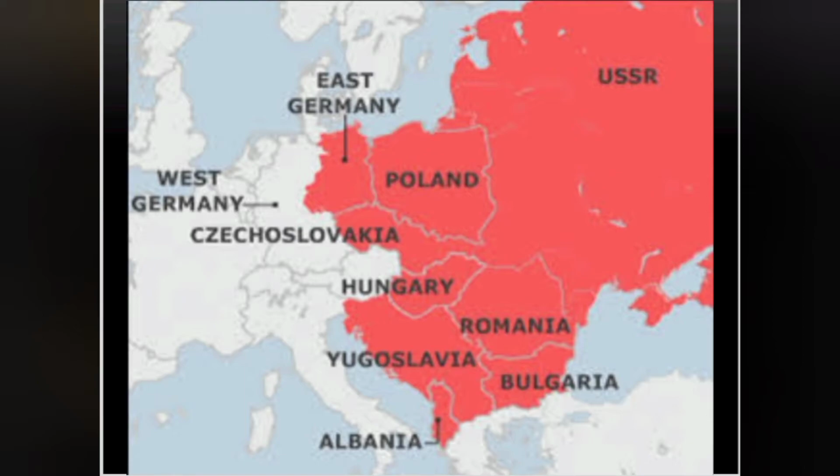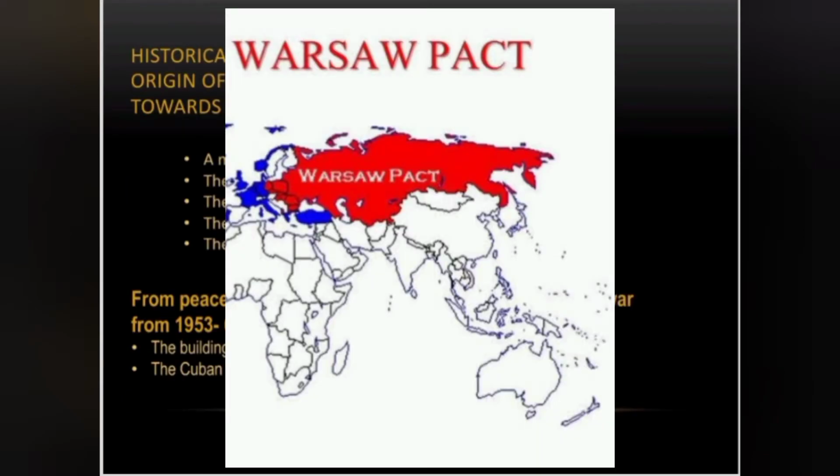So these were the states which I have stated before that gathered near the Warsaw Pact, and then this alliance system is how the USSR spread.